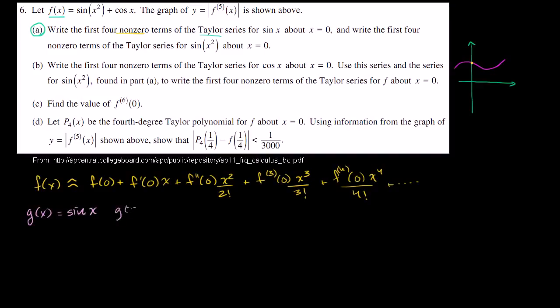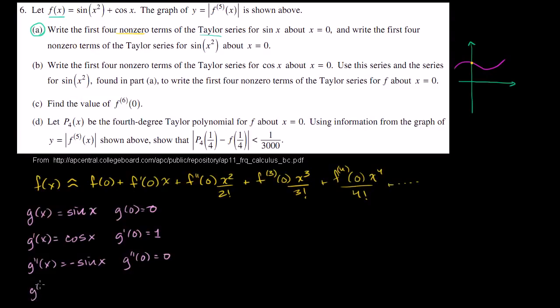Then we know that g of 0 is equal to 0. If we take the derivative, g prime of x is positive cosine of x, and g prime of 0 is equal to 1, since cosine of 0 is 1. If you take the second derivative, the derivative of cosine of x is negative sine of x, and the second derivative at 0, once again, is equal to 0. Sine of 0 is 0.